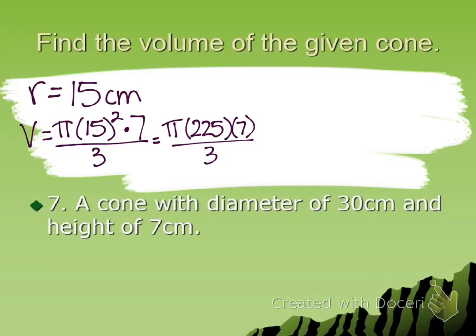So we can take pi times 225 times 7, press equals, then divide by 3, press equals again, and it takes us straight to our approximate answer of 529.8. That's not what I got. I think you're closer. I got 1,649.3.